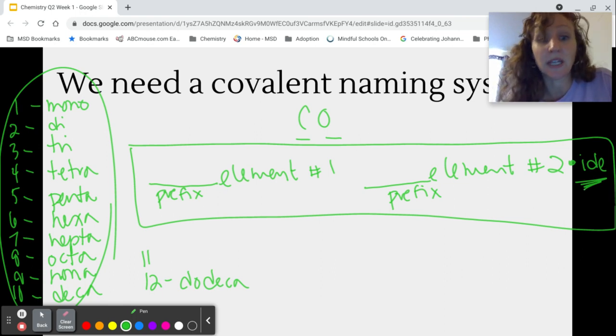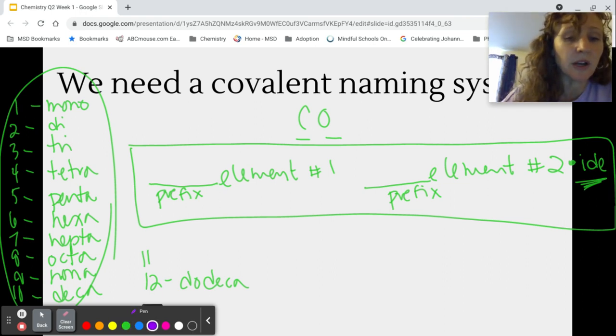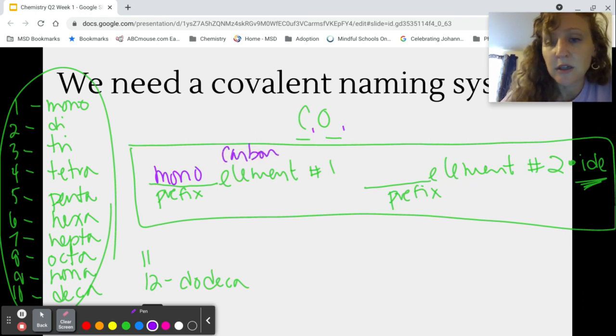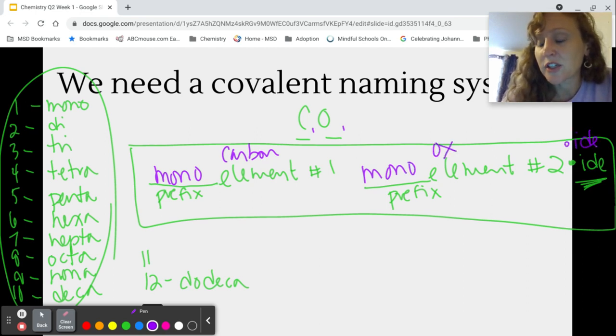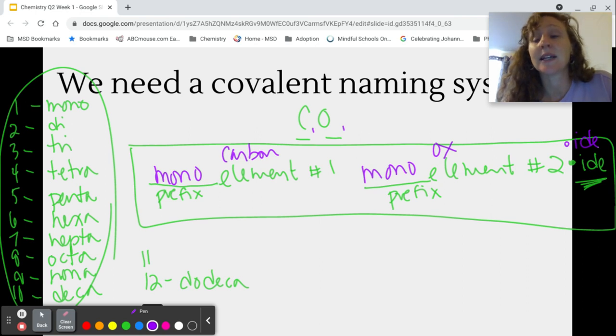So if we were to name this within this naming system, we would put in the prefixes. Since we only have 1 carbon and 1 oxygen, you would put in mono-carbon, mono-oxide. Just like in the ionic naming system, you're going to drop off the end of the element name and replace it with ide. So instead of being oxygenide, we take the end of the element off and just put ide: oxide.